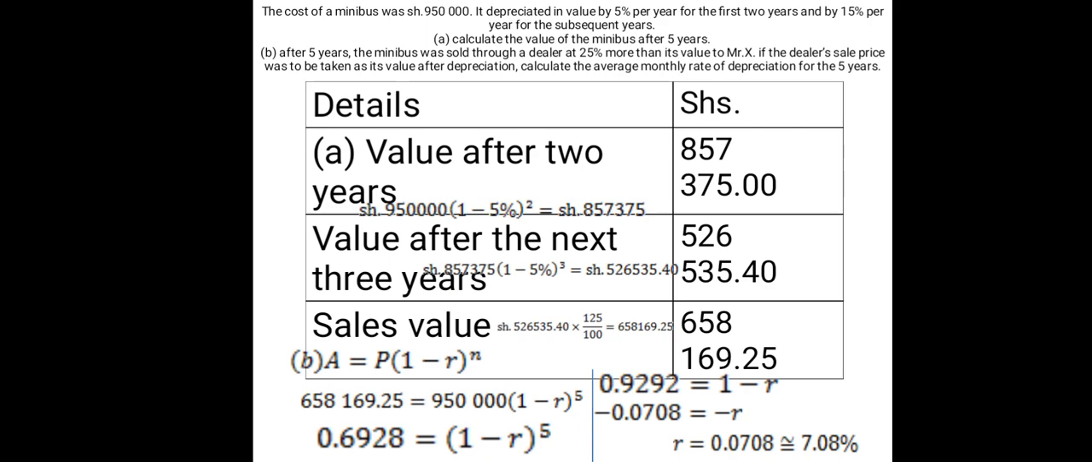Now the sales value. We have been told it was 25% more of the depreciated value. So we take 125 over 100 multiplied by 526,535 and 40 cents. We get the value was 658,169.25.